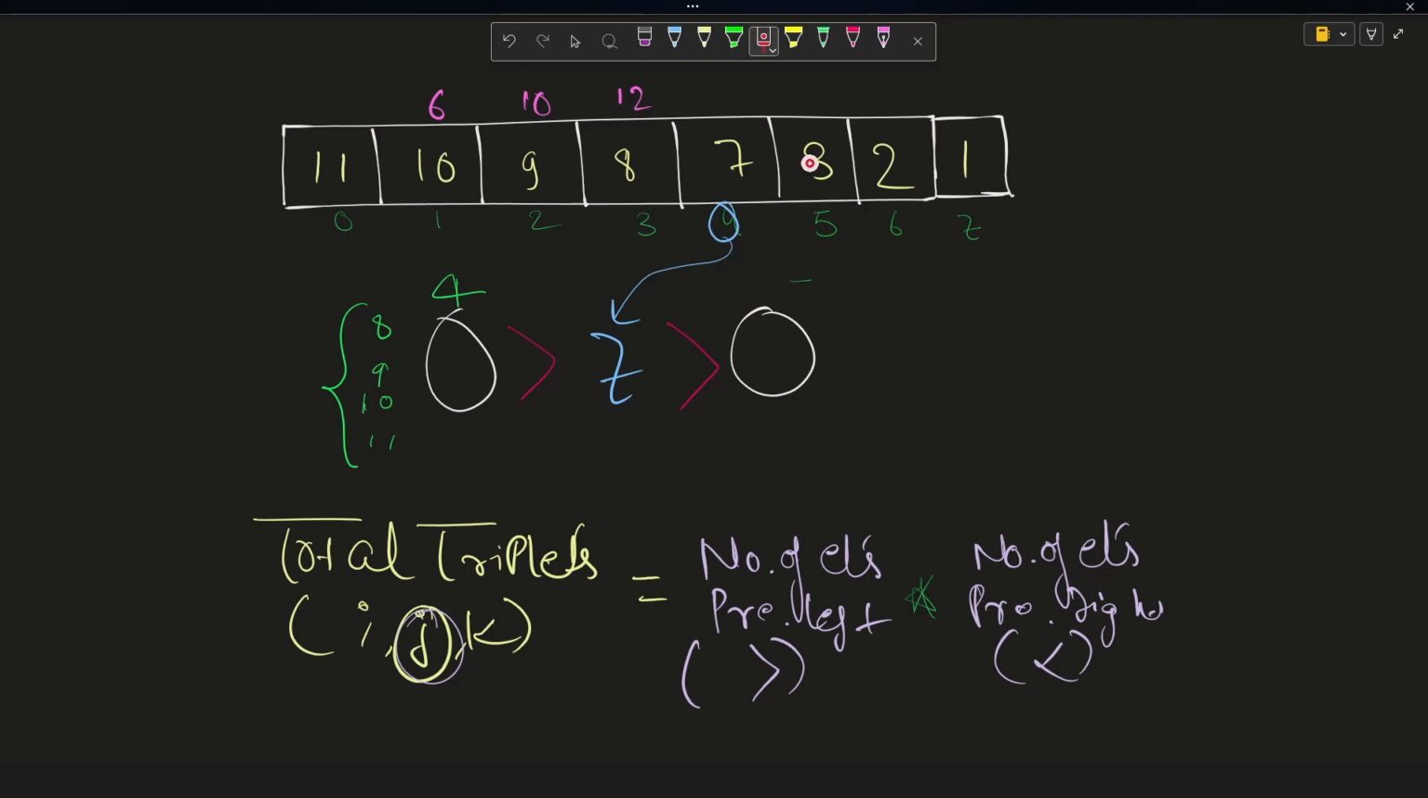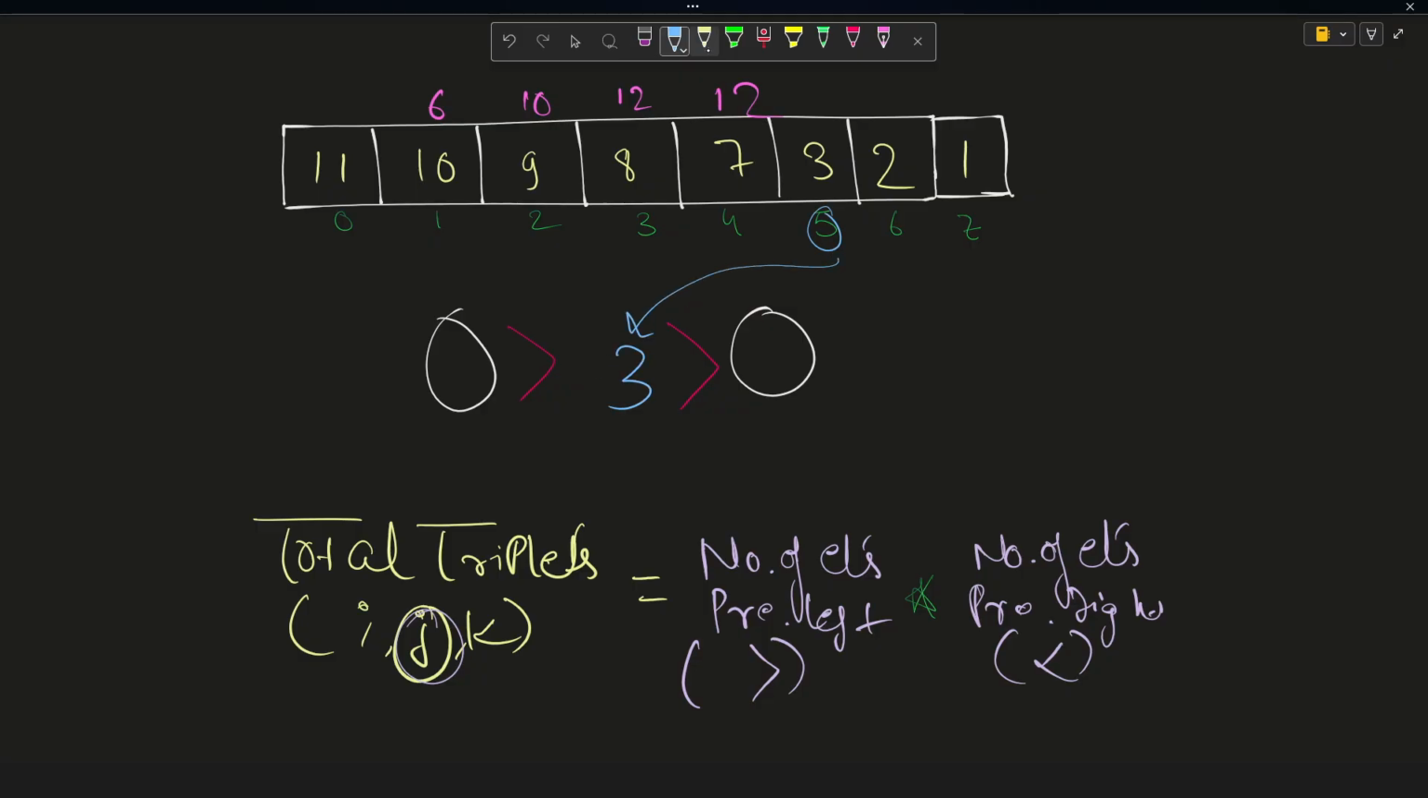And now I want you to answer the number of elements present on its right side which are smaller than this 7. Since all these 3 elements are smaller than this 7, a total of 3 elements are smaller, which are 3, 2 and 1. So this is my right part. So the number of triplets possible by keeping this 4th index fixed will be equal to this 4 into this 3.